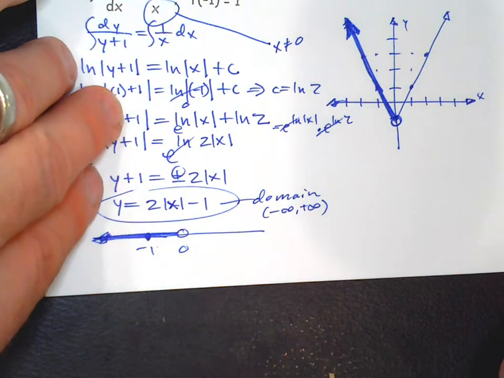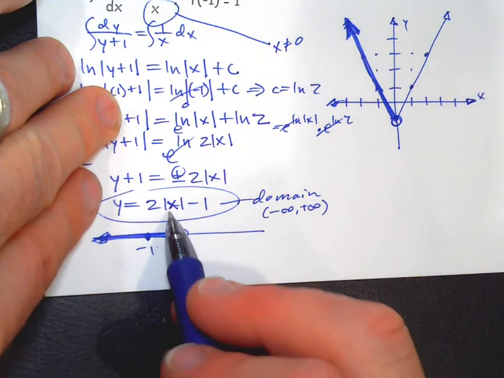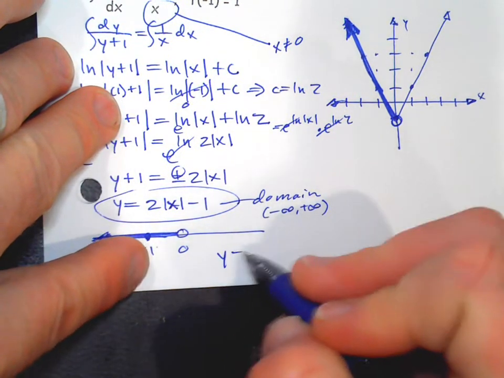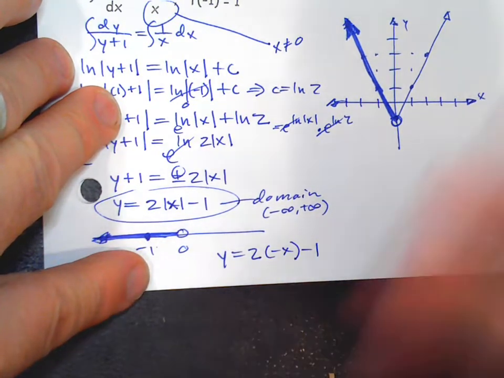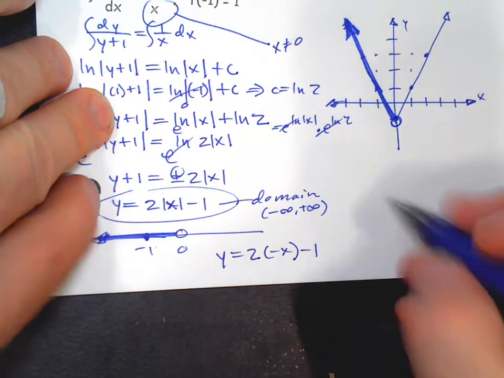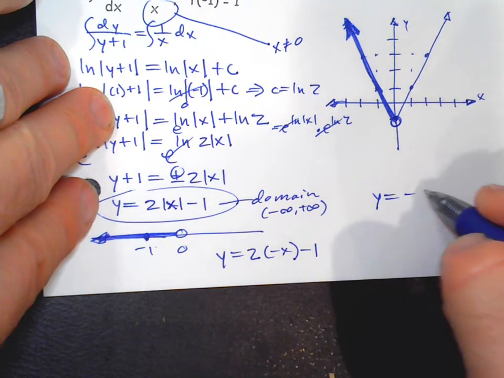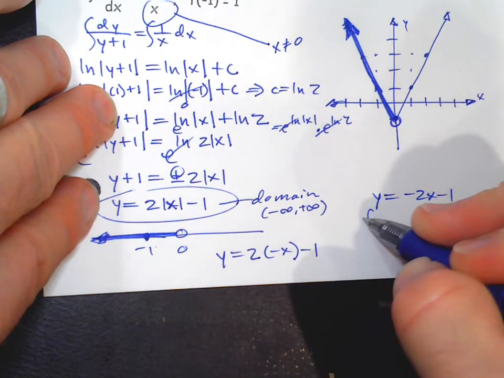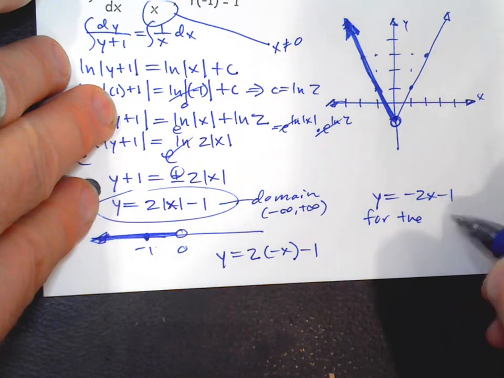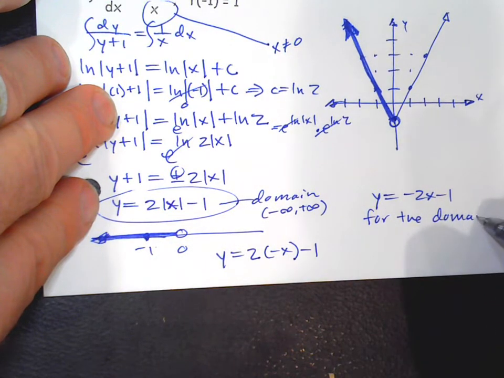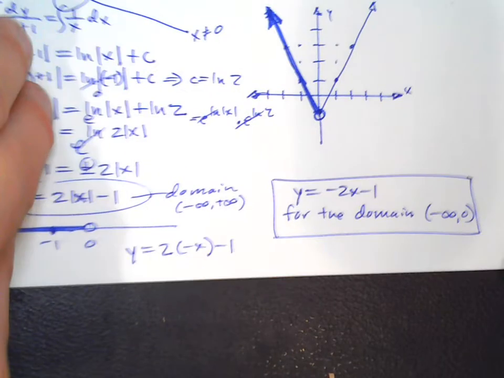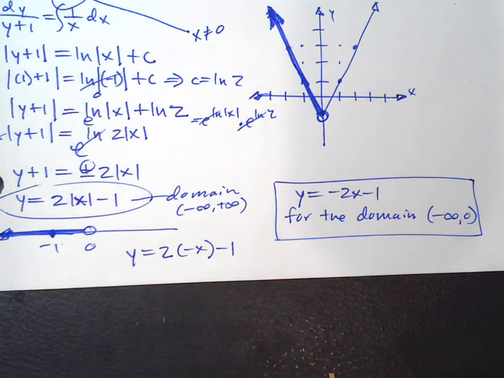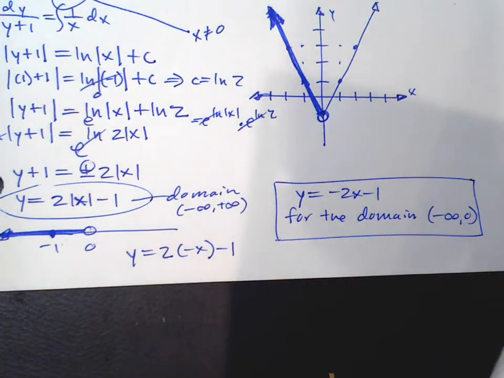Now, because we know it's going to be negative, we can rewrite it as y equals 2 and drop the absolute values and put a negative in there to force it to become positive like the absolute value would. So your final answer is going to be y equals negative 2x minus 1 for the domain negative infinity to 0. There you go.